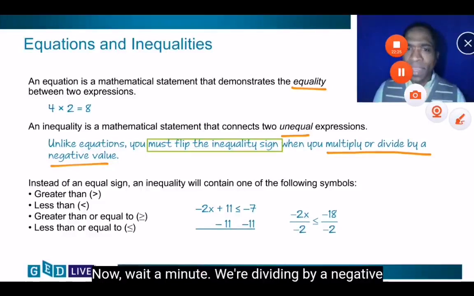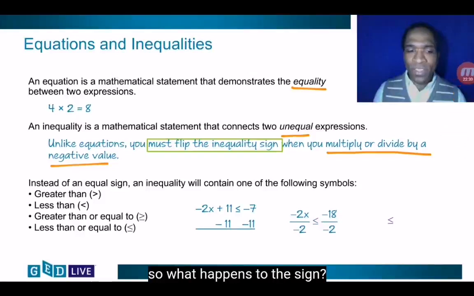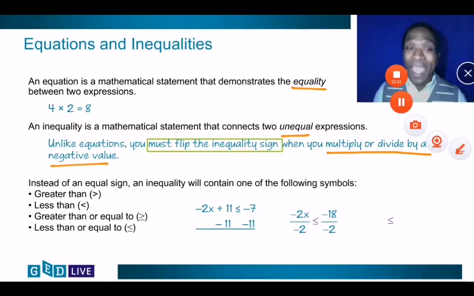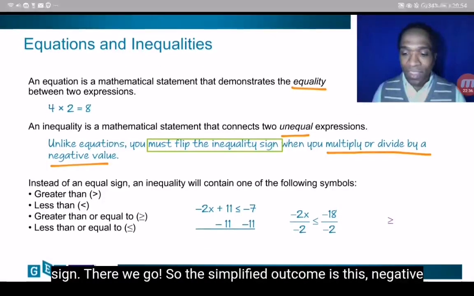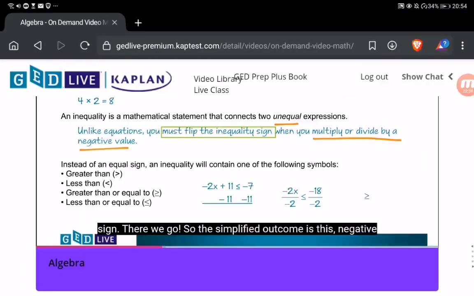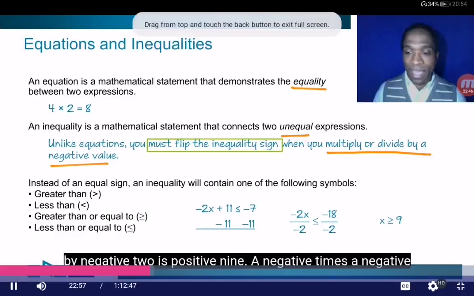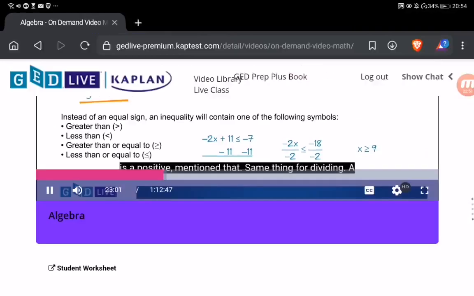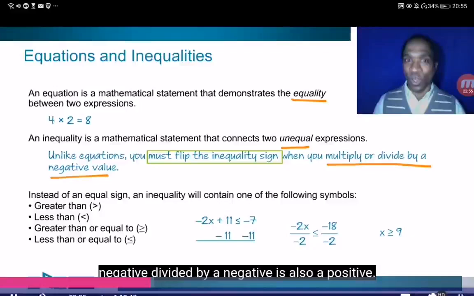Now, wait a minute, we're dividing by a negative. So what happens to the sign? Well, remember, multiplying or dividing by negatives, again, flips that sign. There we go. So the simplified outcome is this. Negative 2x divided by negative 2 leaves x. And negative 18 divided by negative 2 is positive 9. A negative times a negative is a positive. Mention that. Same thing for dividing. A negative divided by a negative is also a positive.